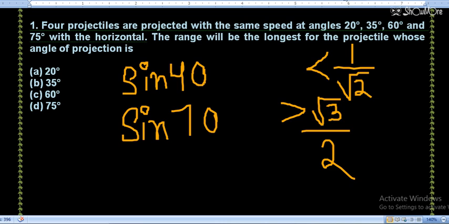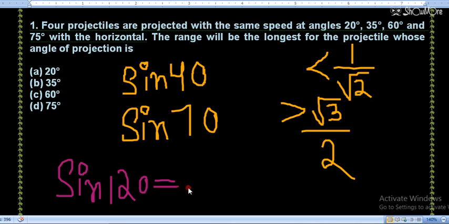Then the other two values we have already calculated. Sine 120, because sine 2 theta for 60 means double of 60 is 120. We have seen sine 120 is equal to sine of 90 plus 30, which is cos 30. So cos 30 is equal to under root 3 by 2.